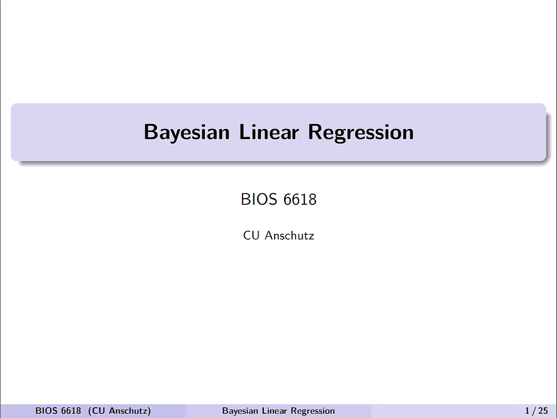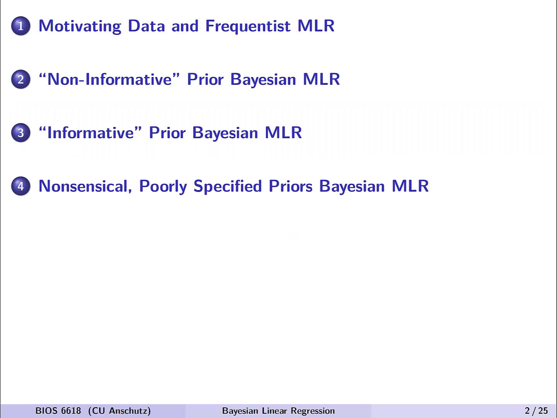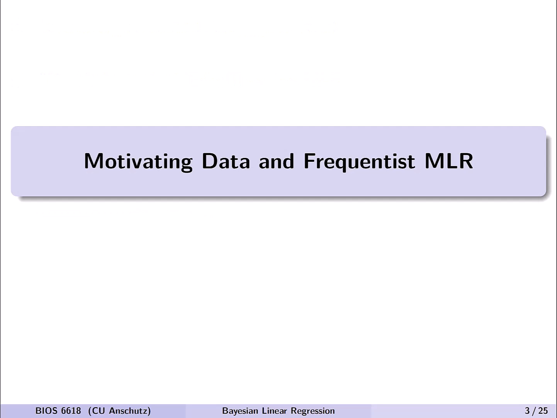Greetings, BIOS 6618. In this lecture, we're going to apply some of that general Bayesian knowledge to a Bayesian linear regression. We're going to first introduce our motivating data set from our Frequentist multiple linear regression and remind ourselves of the results we saw then. We'll then look at three different prior specifications, both non-informative, quote-unquote, and informative, as well as a nonsensical, poorly specified prior. So let's jump in.